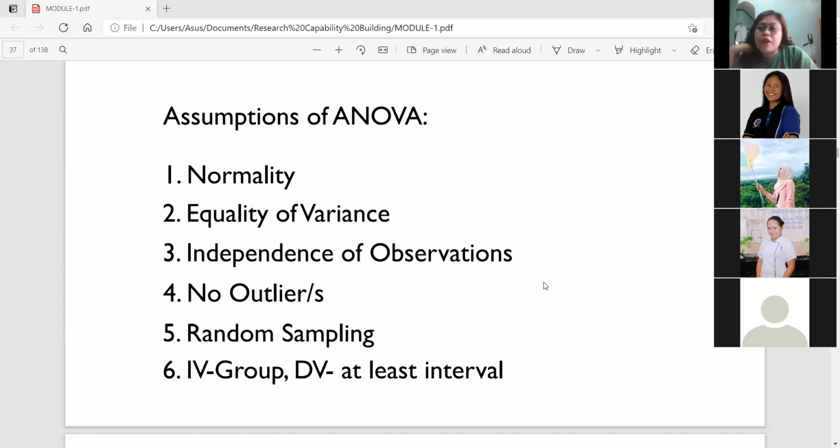And then we have equality of variance. We have to make sure na ang variance nato sa kada grupo, kasi like we have 3 or more groups, dapat equal sila. So nagihapon tay test just like sa independent na t-test o sa pair t-test, nagihapon tay test for normality and equality of variance.